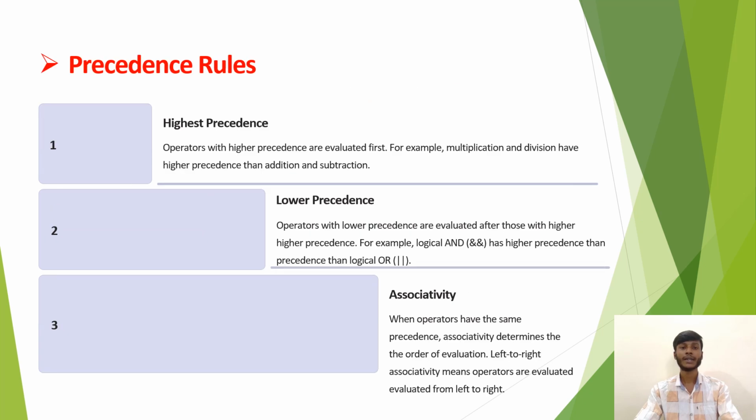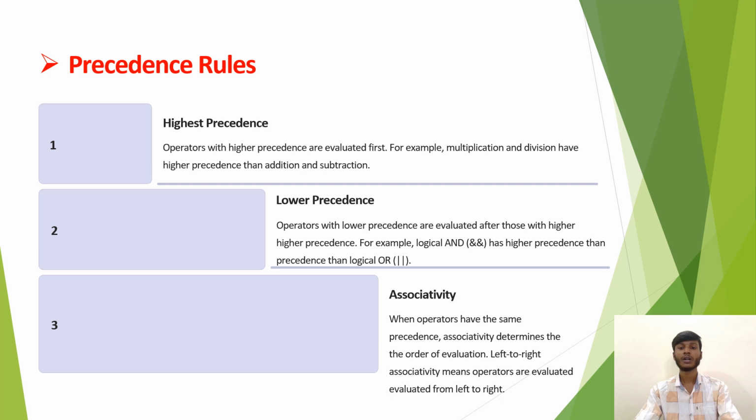Precedence rules. Highest precedence: operators with the highest precedence are evaluated first. For example, multiplication and division have higher precedence than addition and subtraction. Lower precedence: operators with lower precedence are evaluated after those with higher precedence. For example, logical AND has higher precedence than logical OR. Associativity: when operators have the same precedence, associativity determines the order of evaluation.